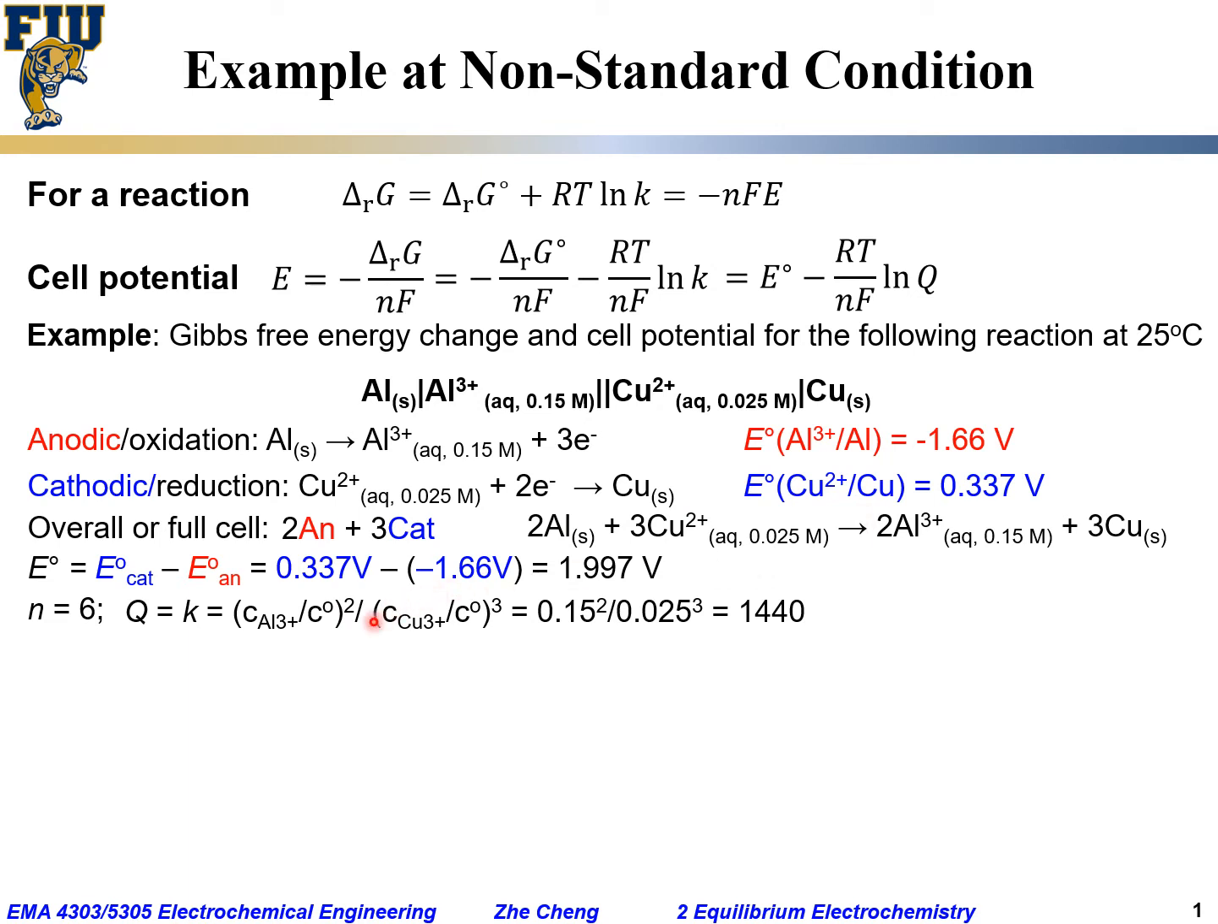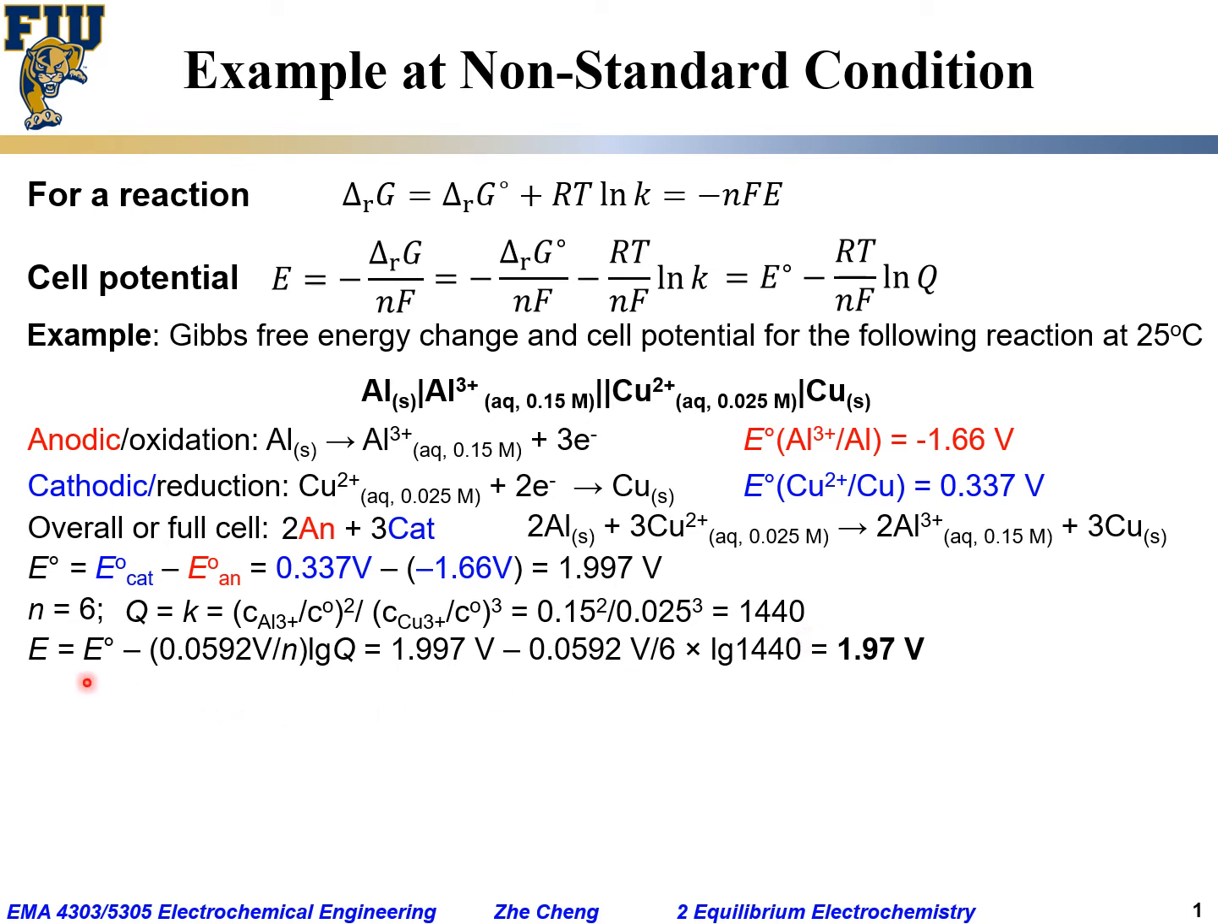So if we plug the numbers in, and the C0 and C0 get cancelled, the reaction quotient would be aluminum 0.15 to the power of 2 divided by 0.025 for copper, to the power of 3. And the end result will be 1440. This would give us the reaction quotient K.